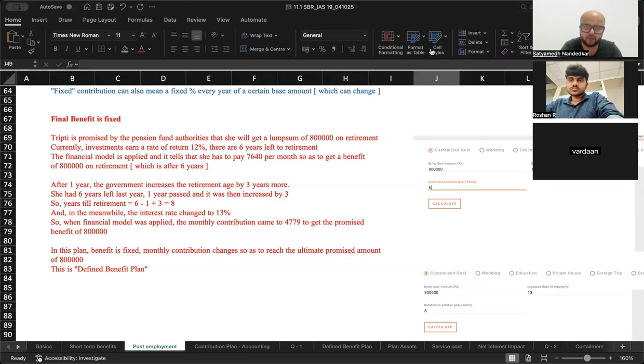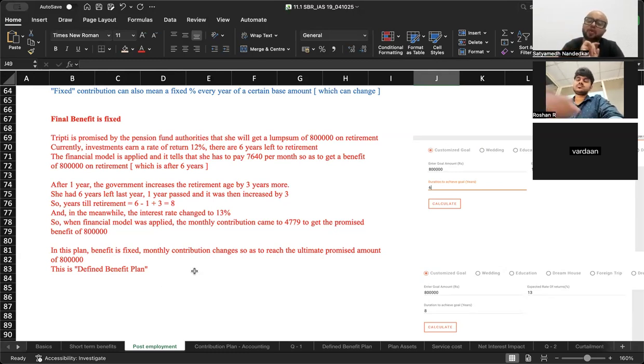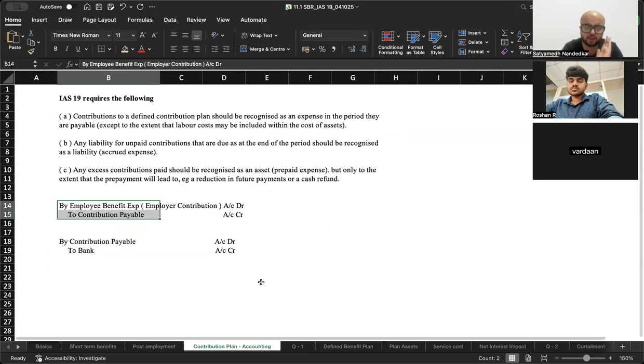Yes sir. Okay, let's go. Now, that is a defined benefit plan. Final benefit promised is fixed. Contribution will change to achieve that target. Defined contribution plan: monthly contribution or annual contribution is fixed. Final benefit will vary depending on the return generated.